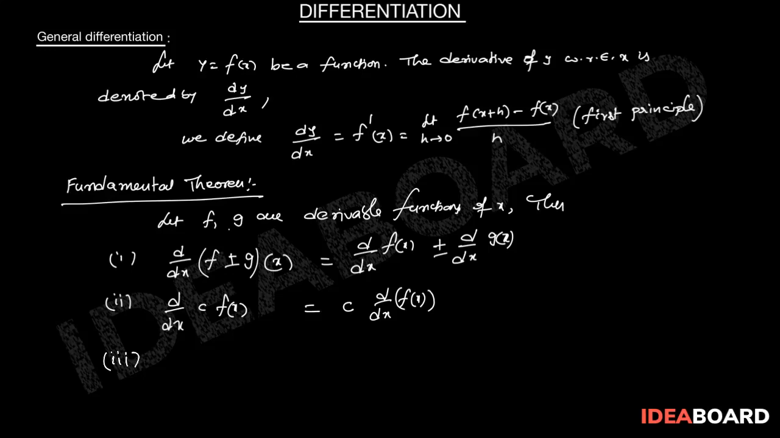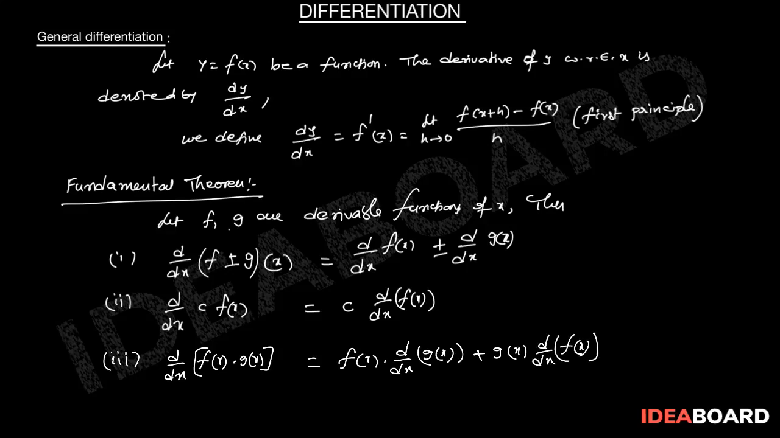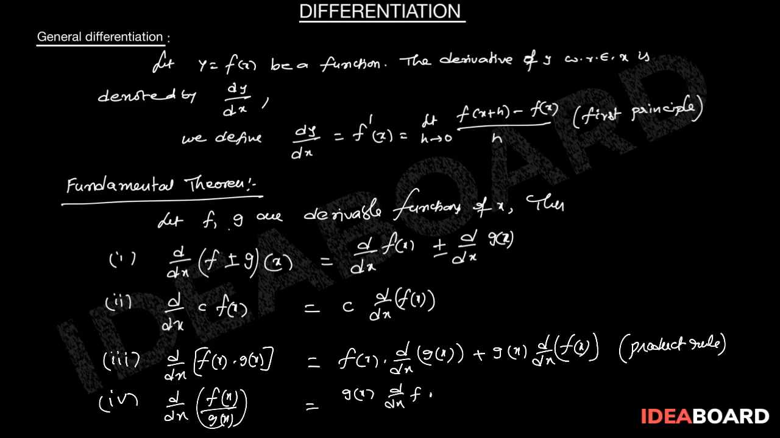Third property: the derivative of f of x into g of x with respect to x is equal to f of x into the derivative of g of x with respect to x, plus g of x into the derivative of f of x with respect to x. This is called the product rule. Next, the fourth one is the derivative of f of x divided by g of x, that is equal to g of x into the derivative of f of x with respect to x, minus f of x into the derivative of g of x with respect to x, divided by g of x whole square. This is called the quotient rule.